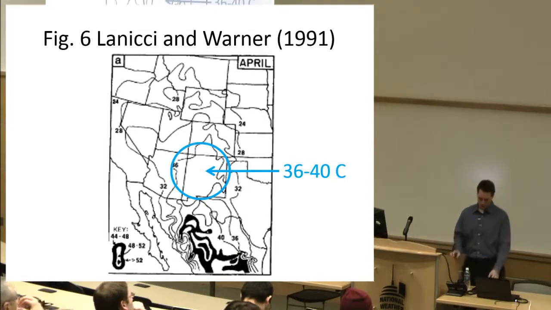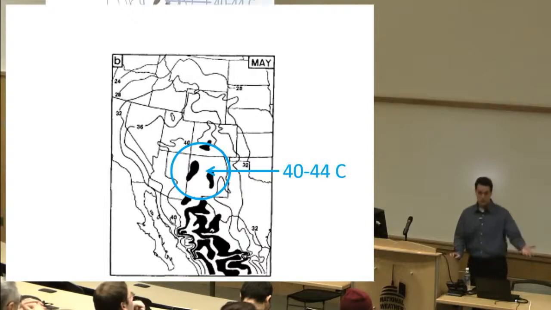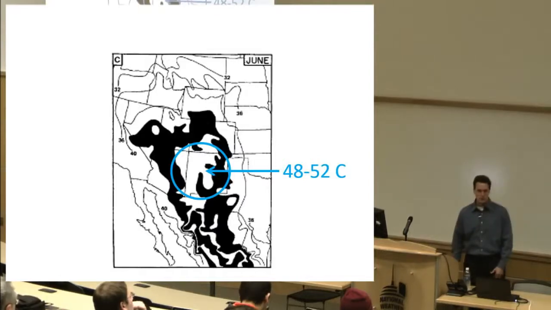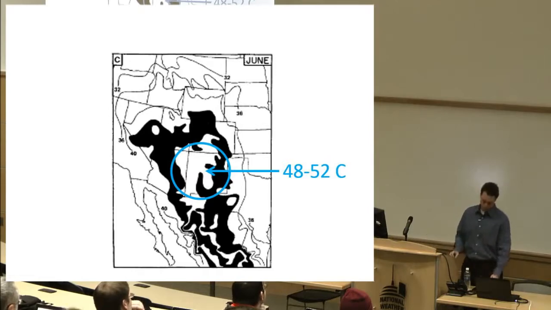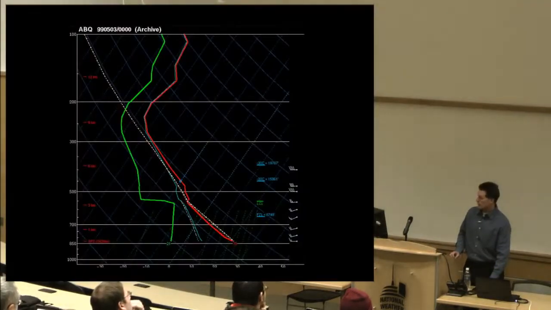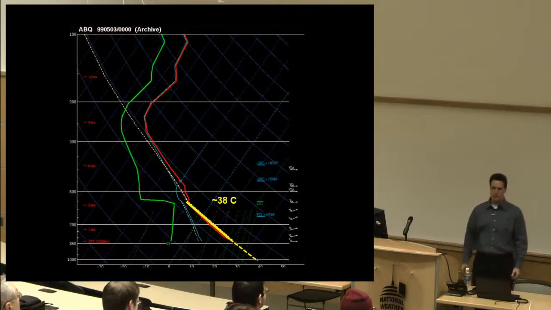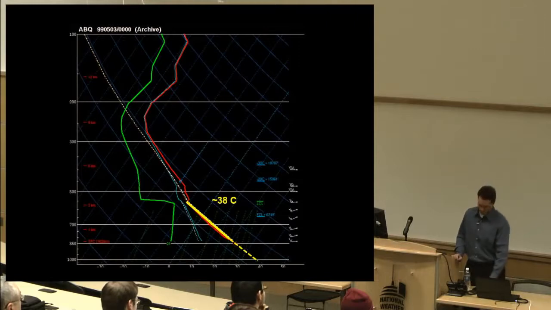I'll illustrate this in a second on a sounding. As we continue into May, you warm to 40 to 44 C, so it's substantial warming, and then June, 48 to 52 C. So that's quite a bit of warming, and that's, again, the seasonal warming of the surface temperatures over the elevated terrain. Okay, what does that look like on a sounding? Well, here's that Albuquerque sounding again. The potential temperature is about 38 C. That's just the temperature if we continue dry adiabatically down to 1,000 millibars. So it's just another base thermodynamic quantity. That's how we label the dry adiabats, by the temperature of that adiabat where it crosses 1,000 millibars. So in this case, that would be a layer of 38 C, roughly.